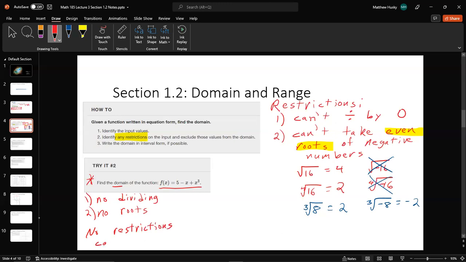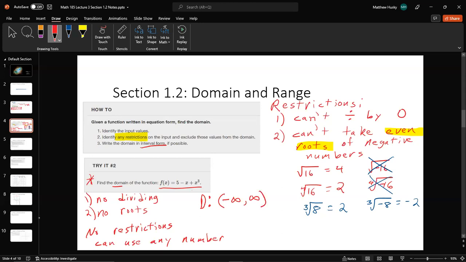So I can use any number. Now, the mathy way to say that you can use any number, they say write it in interval form. So here's how we're going to write this in interval form. We're going to say D, and then we're going to give an interval. An interval, you're going to say it goes from negative infinity all the way to positive infinity.